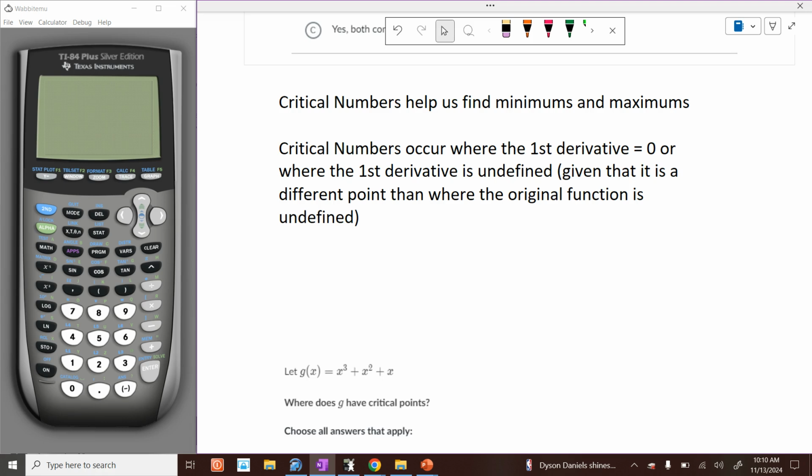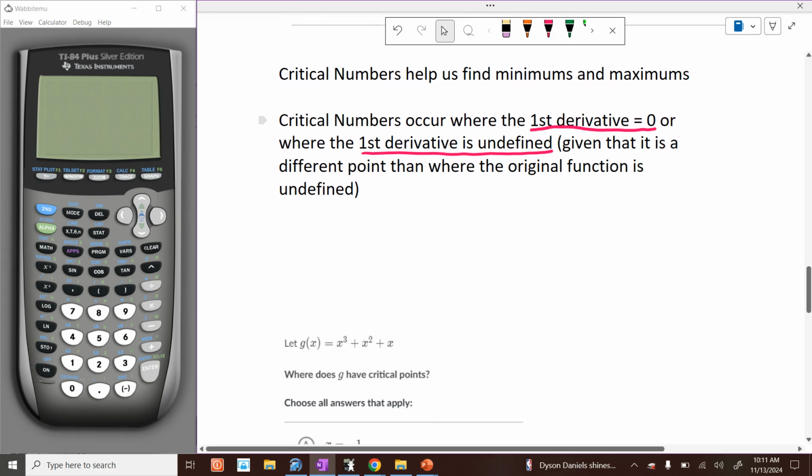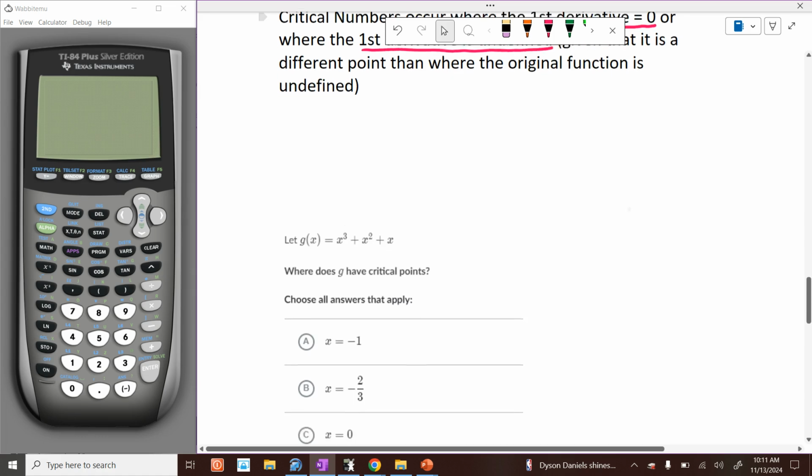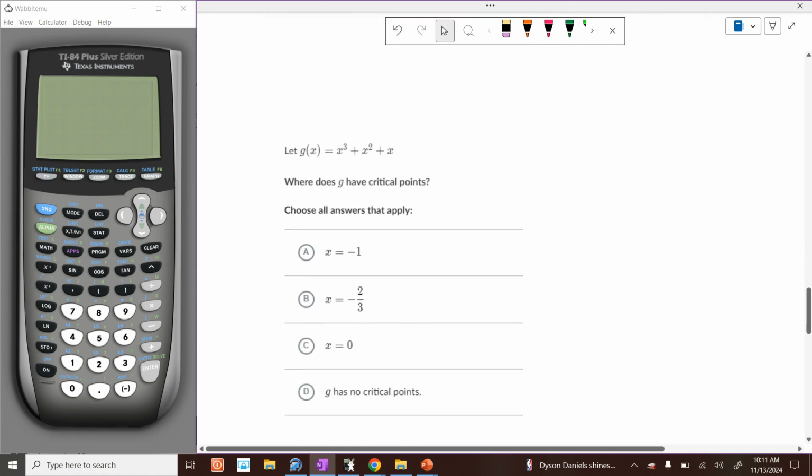So critical numbers help us find minimums and maximums. So where the first derivative is equal to 0 is going to be a critical number, okay? Or where the first derivative is undefined, that's a critical number, okay? That tells us information that we need to know. So most of the time we'll be looking for this, but every once in a while we'll also include that into critical numbers, okay? So where the first derivative is equal to 0, or where the first derivative is undefined, is a critical number. So how many critical numbers does this have?